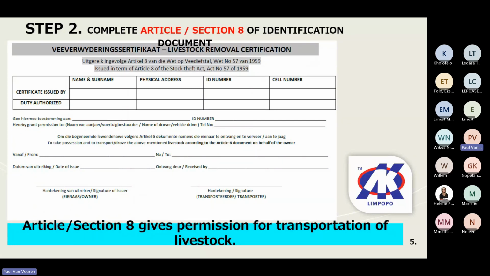So this is just to say that you take from this place to that place, the date received, and the signature of the owner and the signature of the transporter. If the transporter and the owner are the same person, he signs both places. That is all. It's actually very simple and very easy.